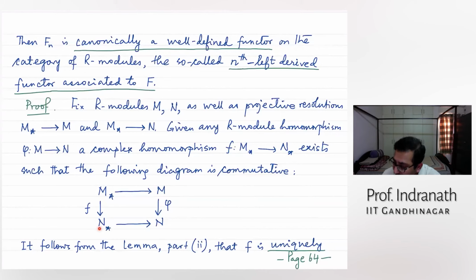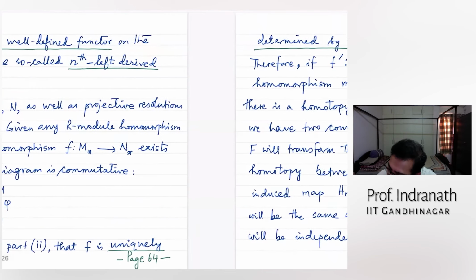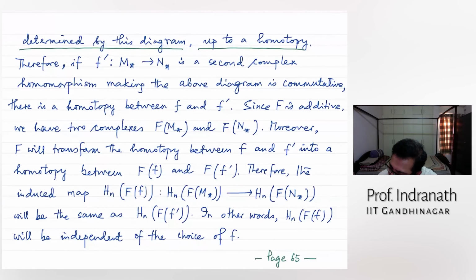We have already seen that whatever maps you get, even if you have multiple maps, you still have a homotopy. Therefore, at the level of homology, they induce the same map, right? So if M star to N star is a second complex homomorphism making the above diagram commutative, there is a homotopy between f and f dash. Since F is additive, we have two complexes, FM star and FN star. Moreover, F will transform the homotopy between f and f dash into a homotopy between Ff and Ff dash.